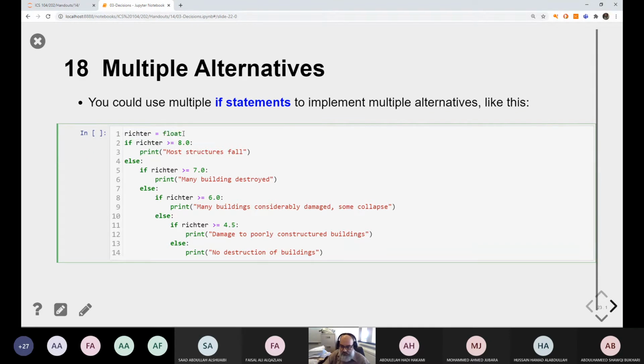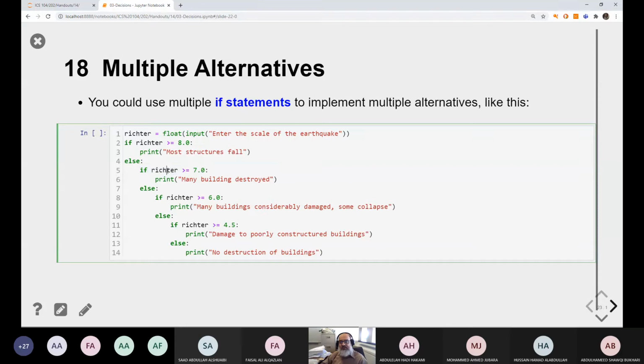float input. Better. Enter the scale of the earthquake. Okay. So if Richter is greater than or equal to 8, print most structures fall, else. And then you have, if Richter is greater than or equal to 7, right?